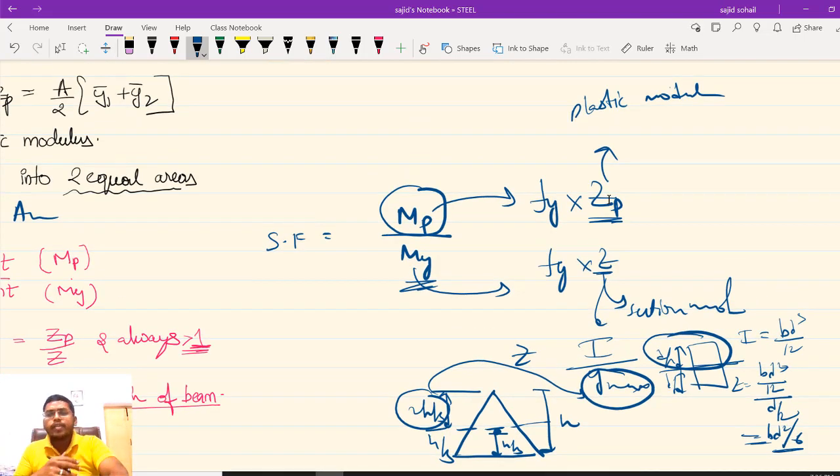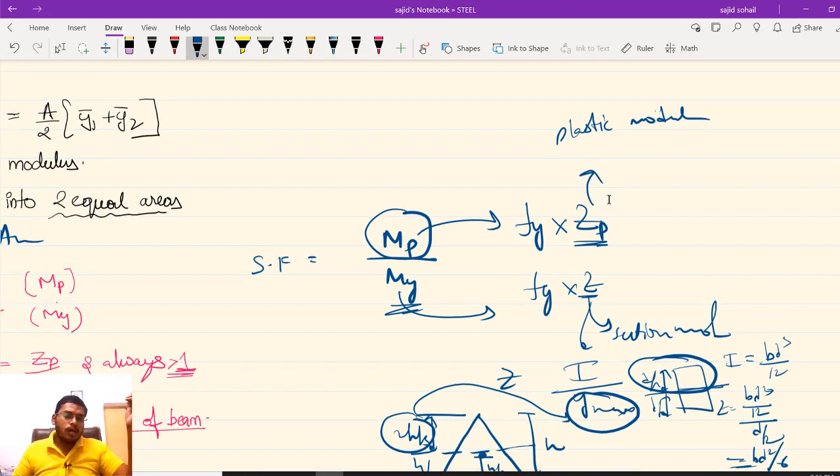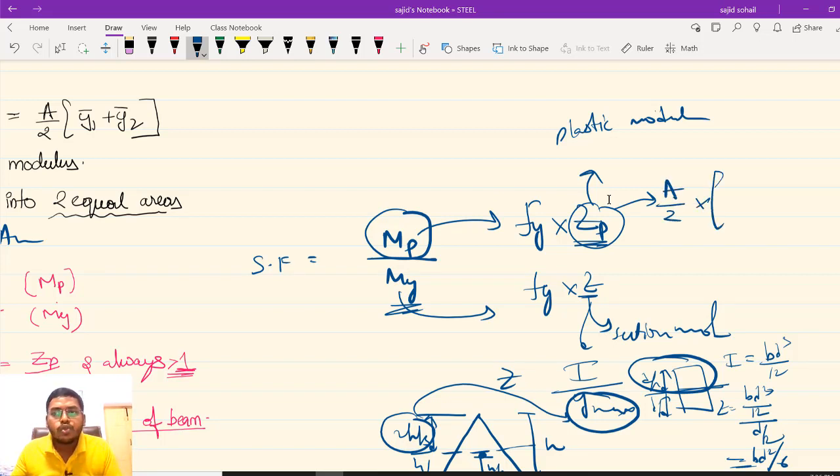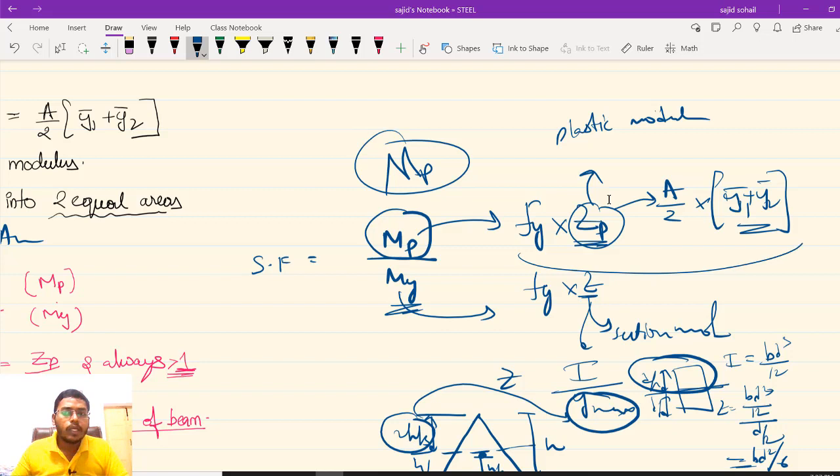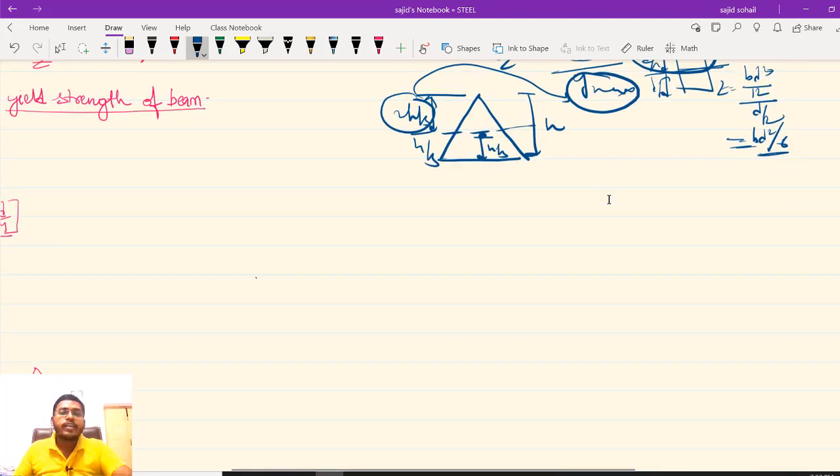Now come back to this topic, the plastic moment. Whatever I have taught you, it was Fy into Zp, where Zp has a beautiful, small formula. What is it? It is nothing but A by 2 into y1 bar plus y2 bar. I hope you remember it, right? In today's module I am going to solve a lot of questions, at least 3 questions related to this MP calculation. Using this formula we will calculate the moment in these 3 problems. Don't worry about that. Now coming back to this shape factor.